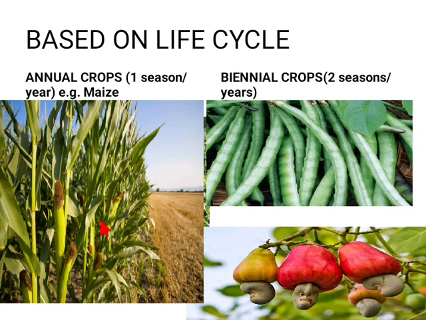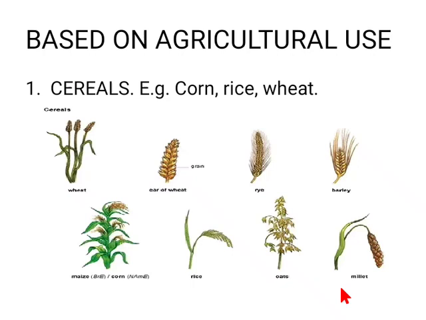Annual crops can only spend one growing season, and biennial crops can spend two growing seasons or 2 years. And perennial crops spend many, just like orange, like mango, etc. And then we move to classification based on agricultural use.